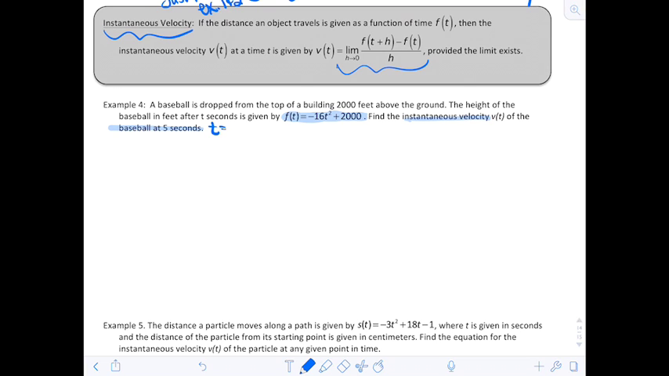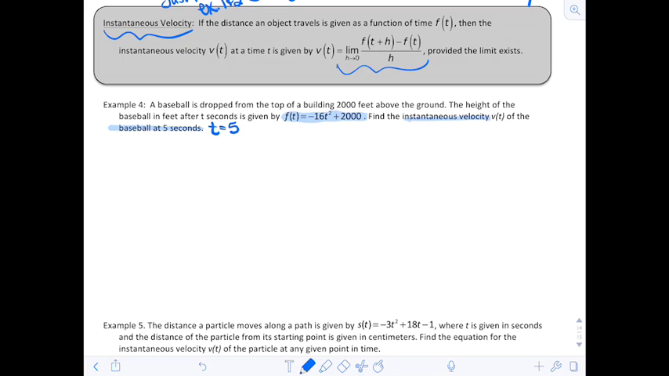So I am actually going to do t equaling 5 seconds at the end. You can plug it in right now if you want, but a lot of times we have to find the instantaneous velocity equations. So that's what I'm going to do first, and I'm going to plug in 5 at the end. But you can try plugging in 5 for t right now if you'd like. That's totally up to you. You will get the same answer.